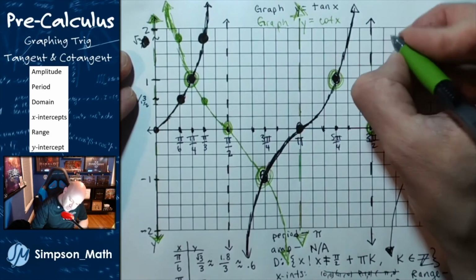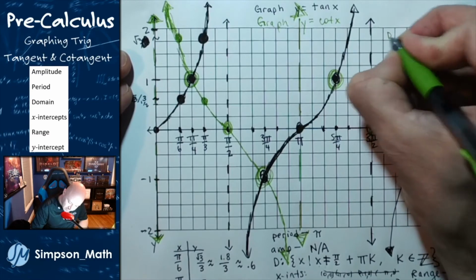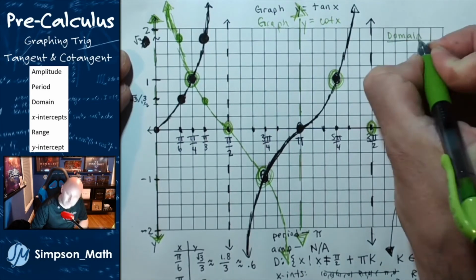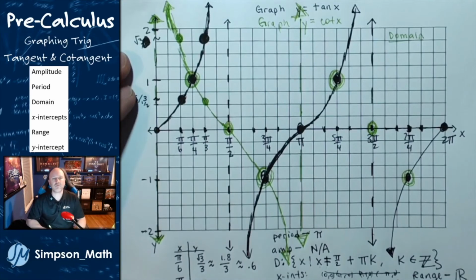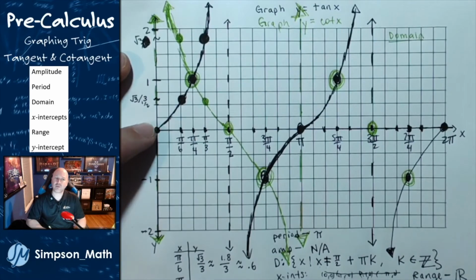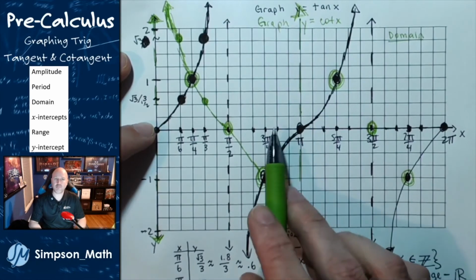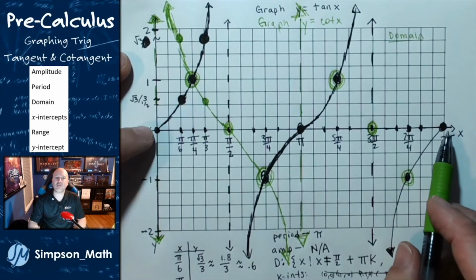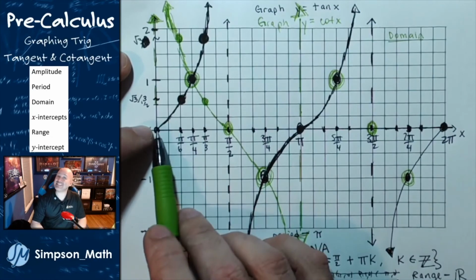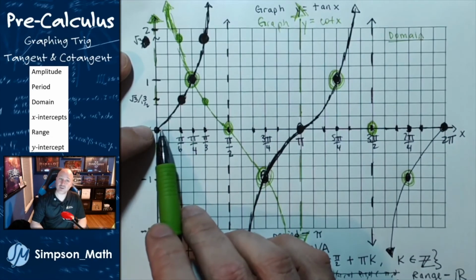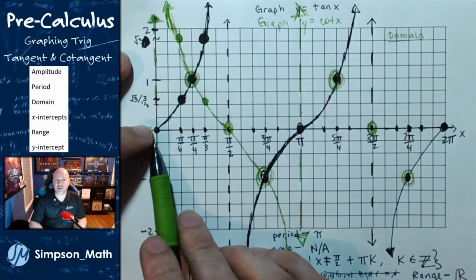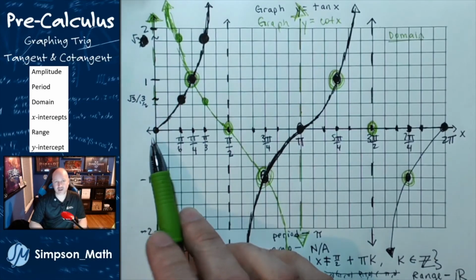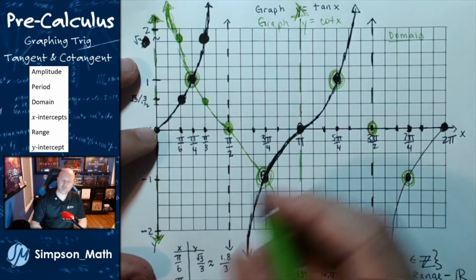I'll use this one over here to talk about things like domain. Well, I start off, 0 is a problem. Pi is a problem. 2 pi will be a problem. Wherever tangent has x-intercepts on the x-axis, that's going to be an asymptote for cotangent, or it's undefined.